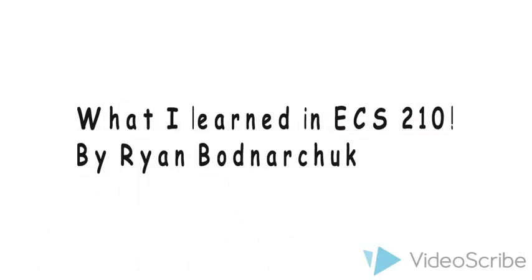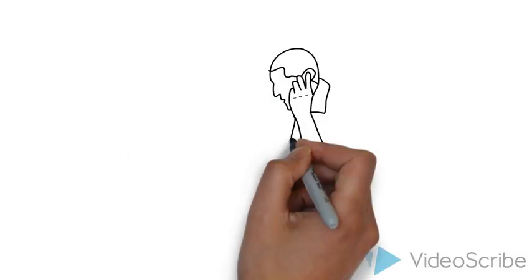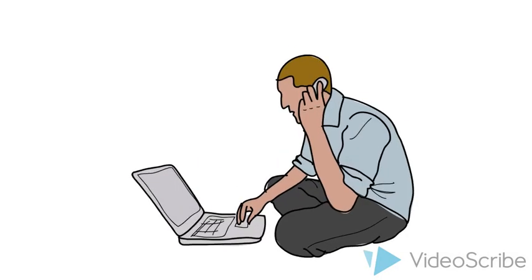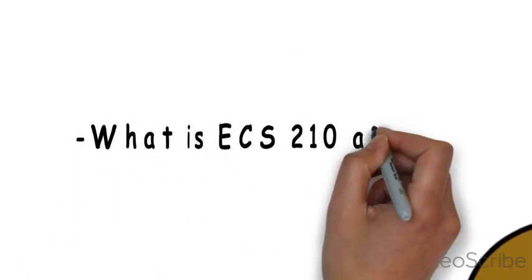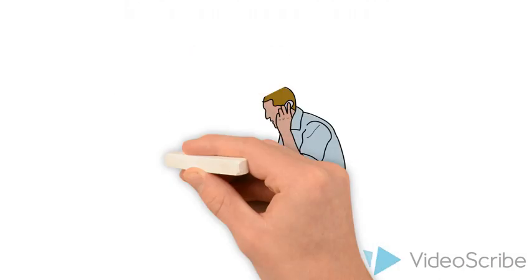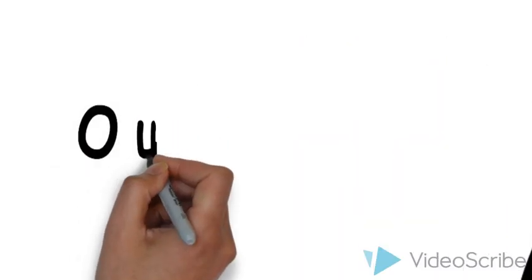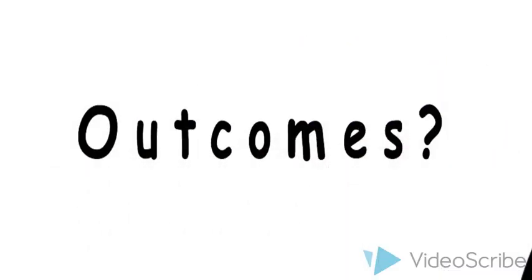Hi guys, this is my journey through ECS 210. When I was sitting at home signing up for classes, I was wondering what ECS 210 might be. All I knew was that it had to do something with curriculum. My understanding of the curriculum wasn't very extensive. All I knew was it involved outcomes and indicators, but I wasn't sure how I was supposed to follow them.